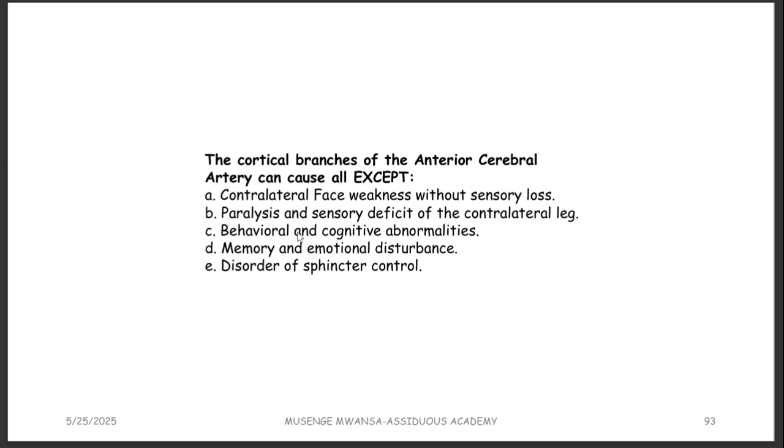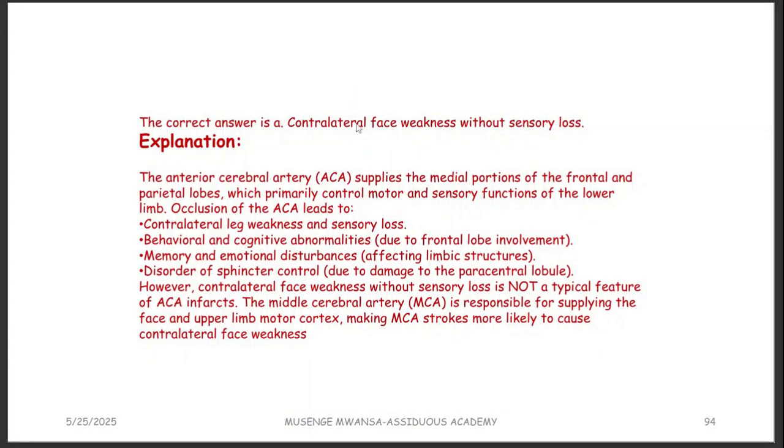Contralateral face weakness without sensory loss, paralysis and sensory deficit of the contralateral leg, behavior and cognitive abnormalities, memory and emotional disturbance, disorder of sphincter control. Now, contralateral face weakness without sensory loss. The anterior cerebral supplies the medial portion of the frontal and parietal lobes, and these control motor and sensory function of the lower limb, right?